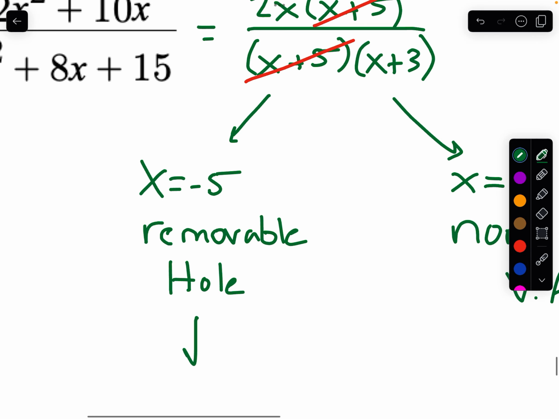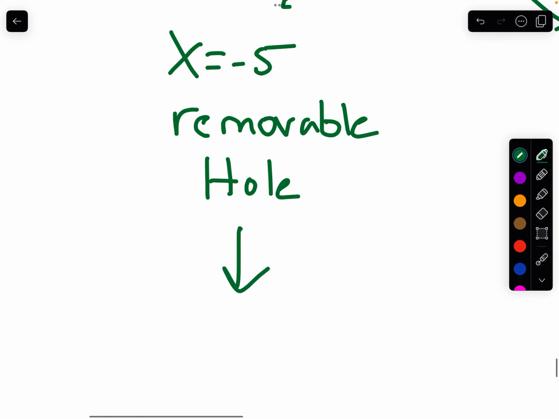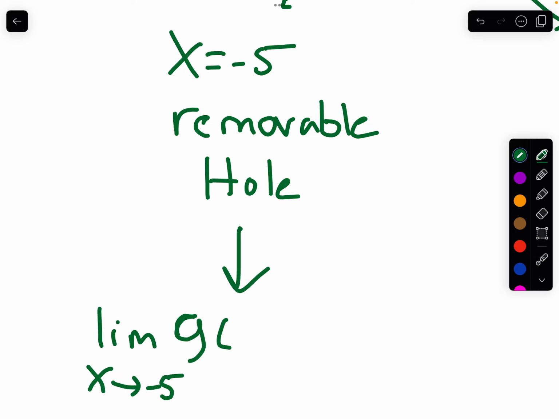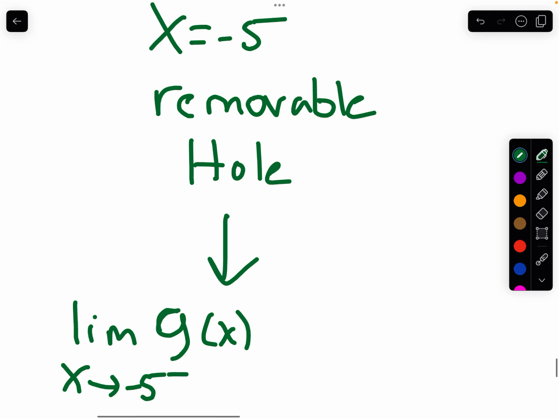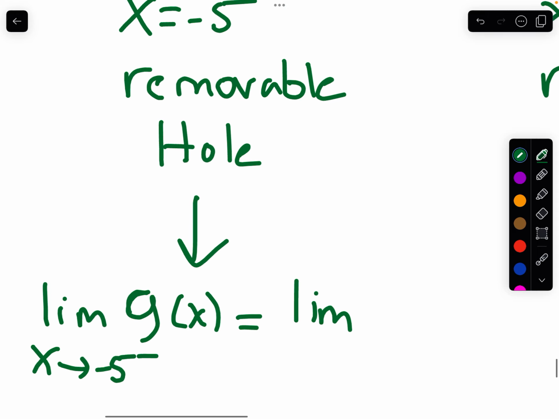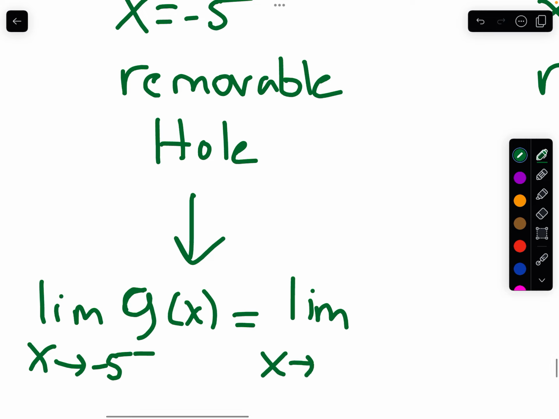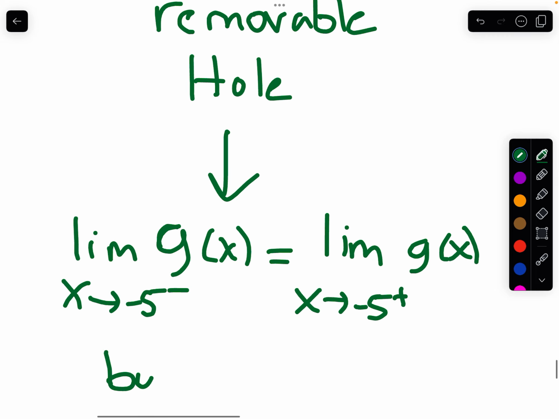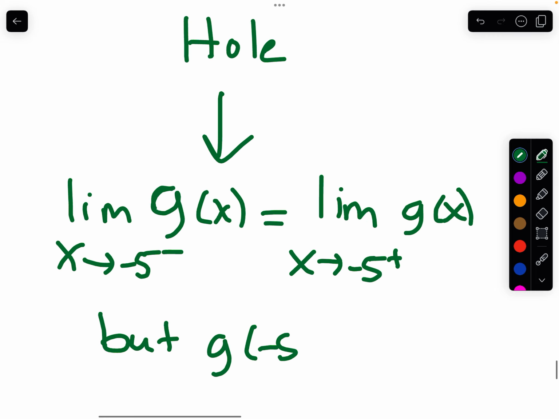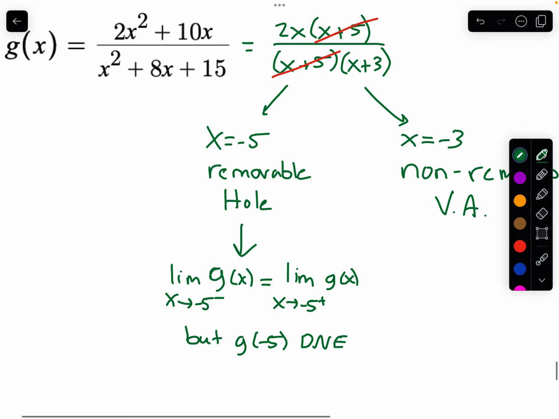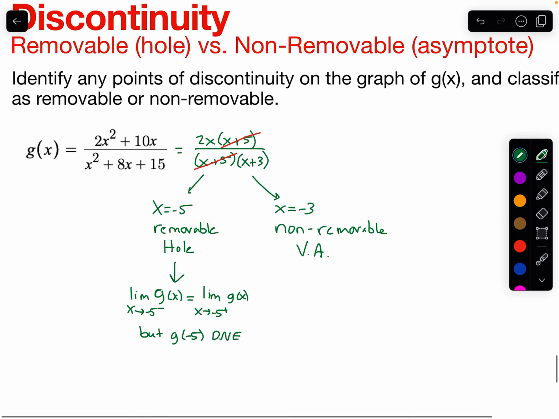To connect it back to limits here before we wrap things up, a removable discontinuity can also be identified using limits. This removable discontinuity can be identified by the fact that if we were to do the one-sided limits at x equals -5, they would be equal to each other. But what makes this a point of discontinuity is that this function is not defined at exactly x equals -5. But the one-sided limits are equal, which gives the appearance of an infinitely small hole at x equals -5.